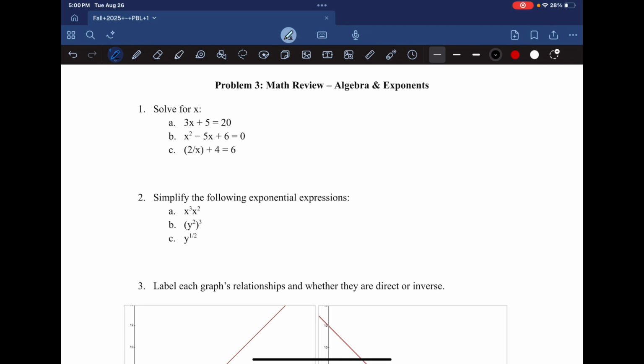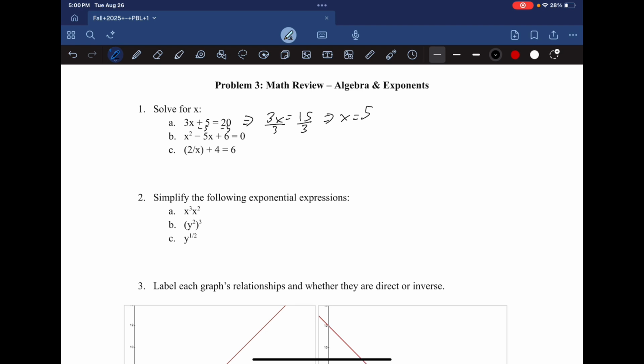Okay, so now we just have a basic algebra review. I'm just going to go through these problems. So for A, we have 3x plus 5 equals 20. I would subtract 5 from both sides. So then you have 3x equals 15. 20 minus 5 is 15. And then you would divide both sides by 3. 15 divided by 3 is 5. So x equals 5.